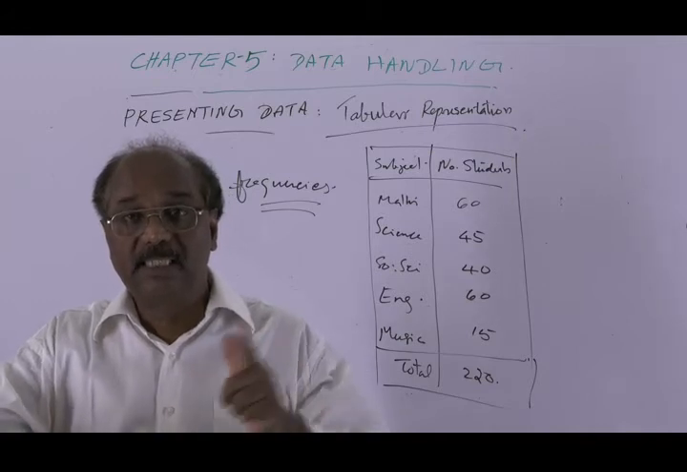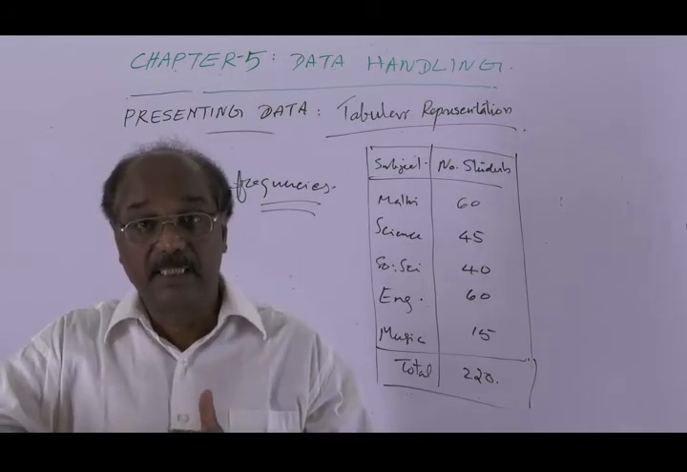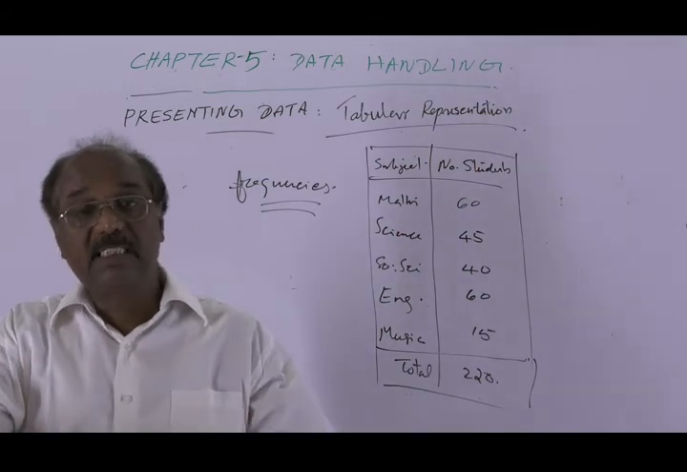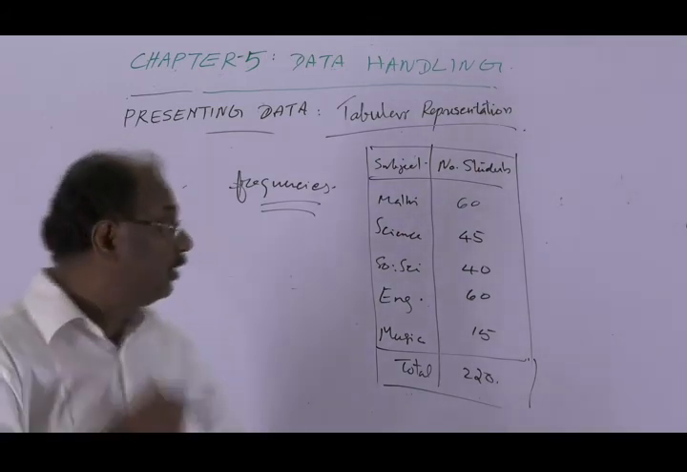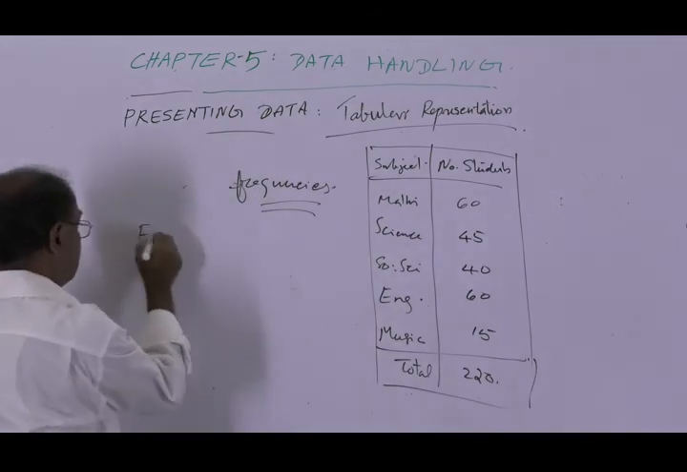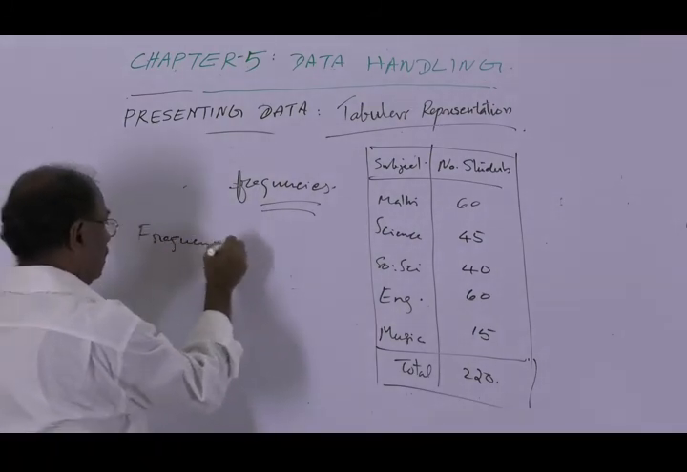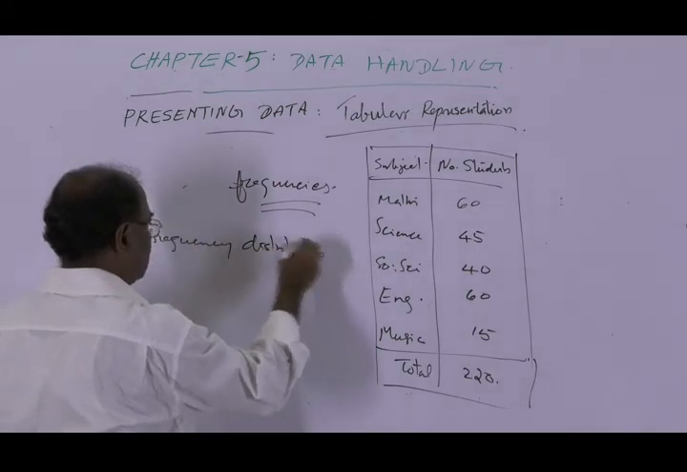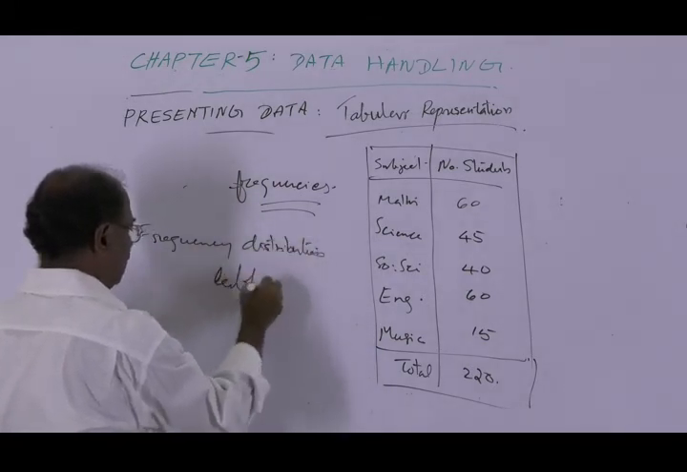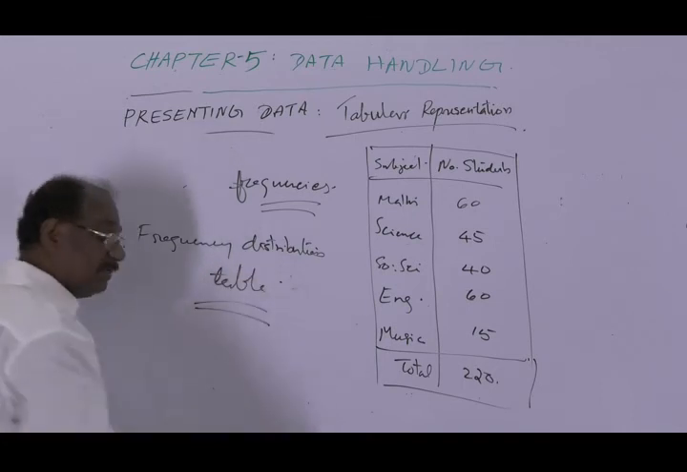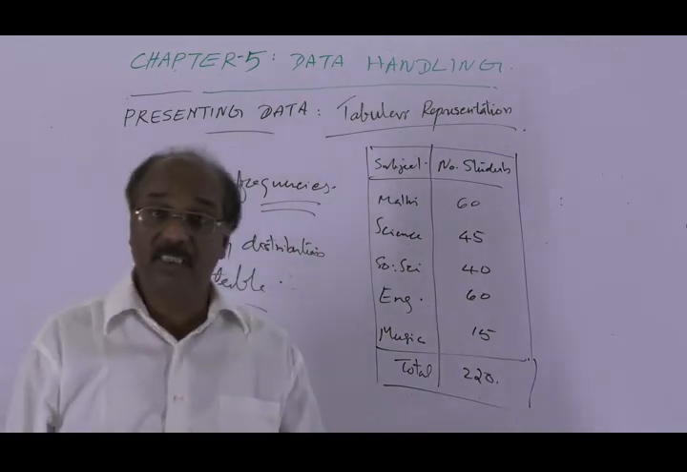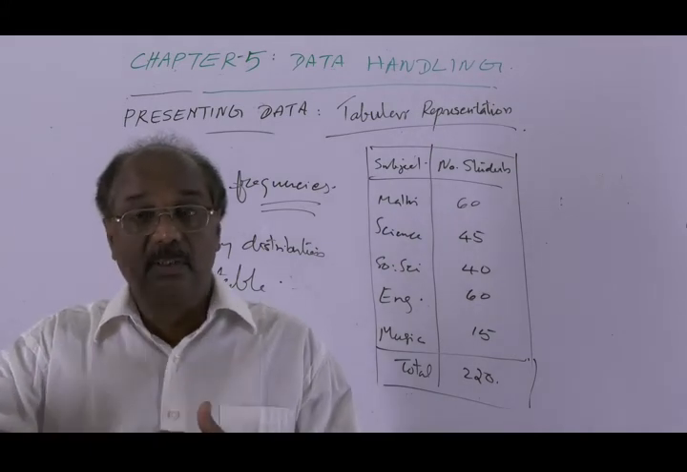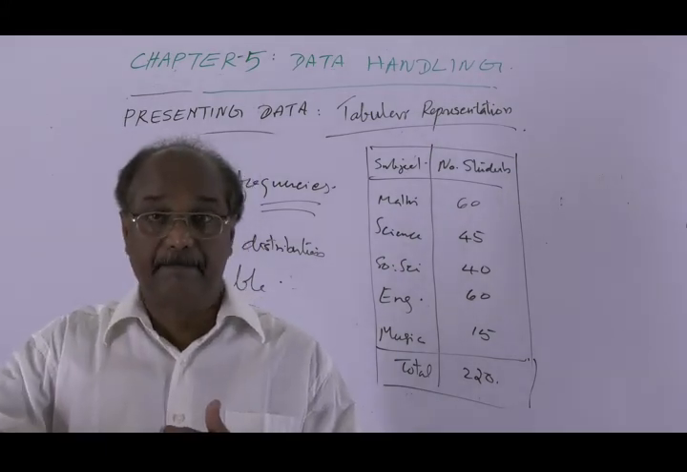So this is the tabular representation, and the table is called the frequency distribution table, or simply we say frequency table or frequency distribution. So this is the method.